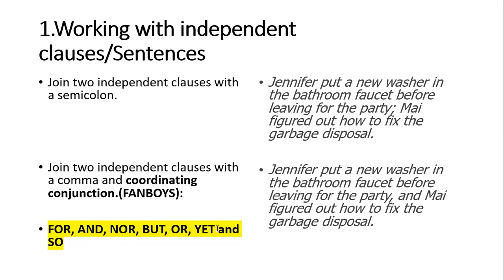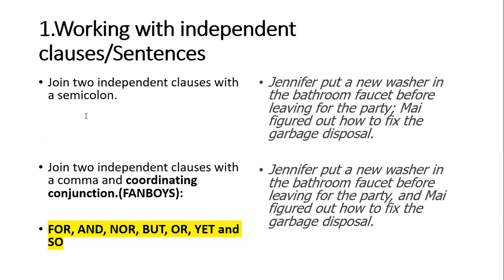This you are going to use to join two independent clauses along with a comma. Jennifer put a new washer in the bathroom faucet before leaving for the party. Here you go. There is your comma and. The combination is always comma and coordinating conjunctions.